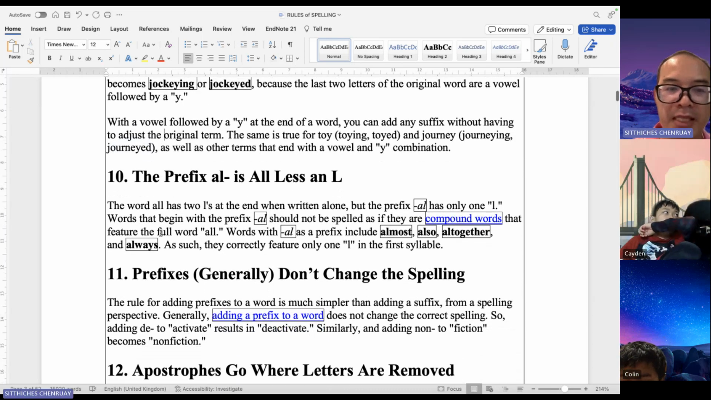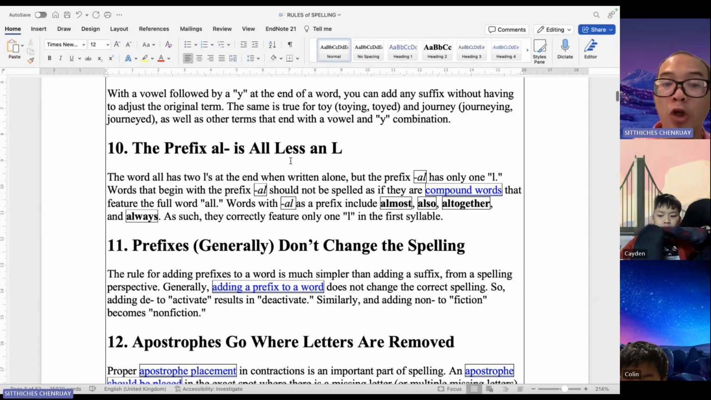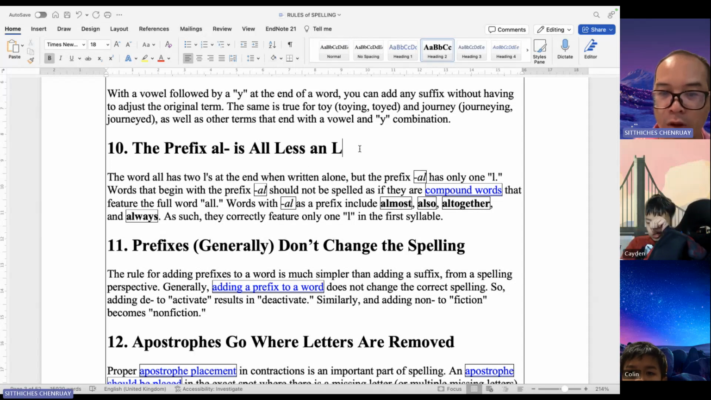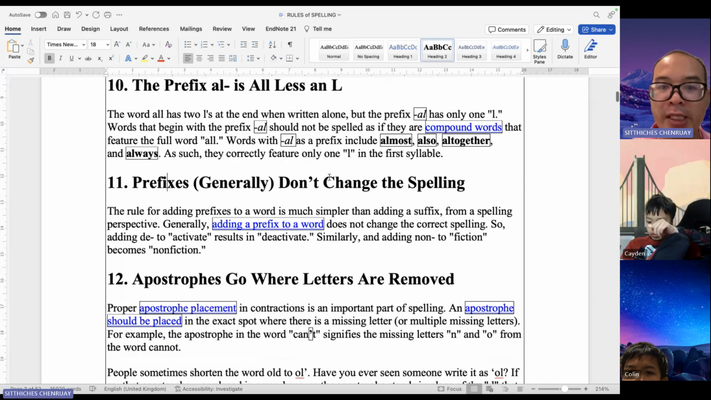Then the prefix all is all, less L. Okay? All. For example, almost, also, altogether. There's no double L. Then prefixes generally don't change the spelling. For example, D to activate, deactivate. Okay.